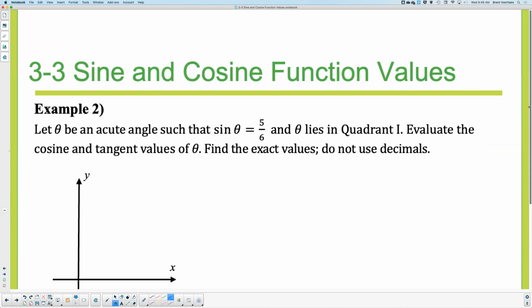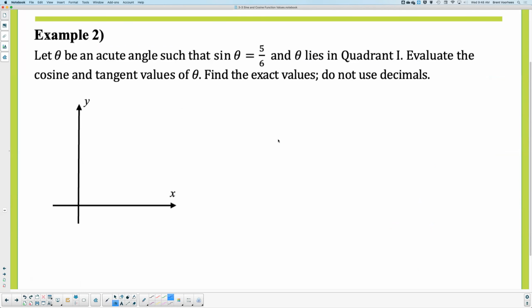All right, example 2. So we're just going to kind of working through that today. It says, let theta be an acute angle such that sine theta is 5 over 6 and theta lies in quadrant 1. Evaluate the cosine and tangent values of theta. Find the exact values. Do not use decimals. Remember, exact values means we're going to be using square roots most likely, but not decimals.